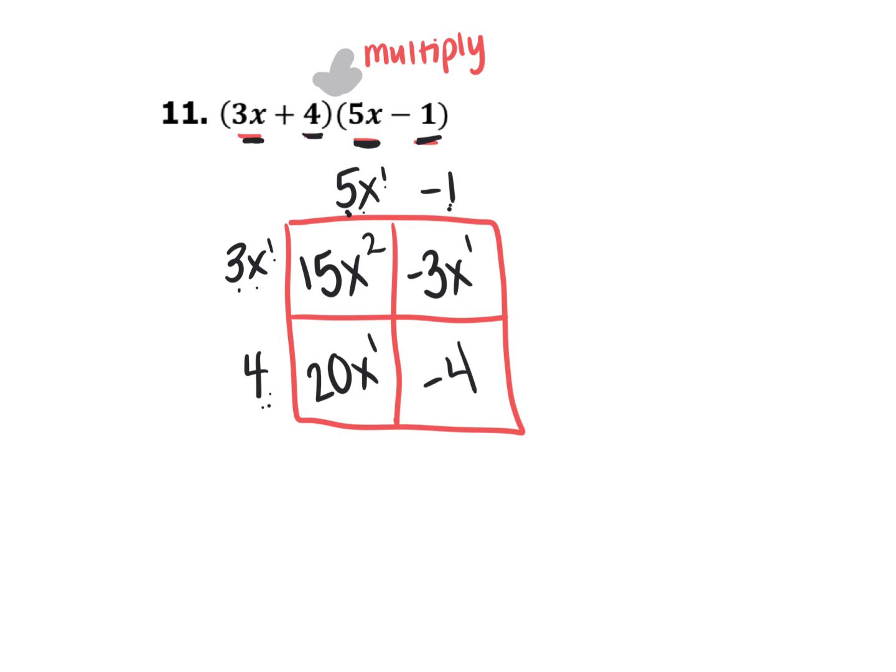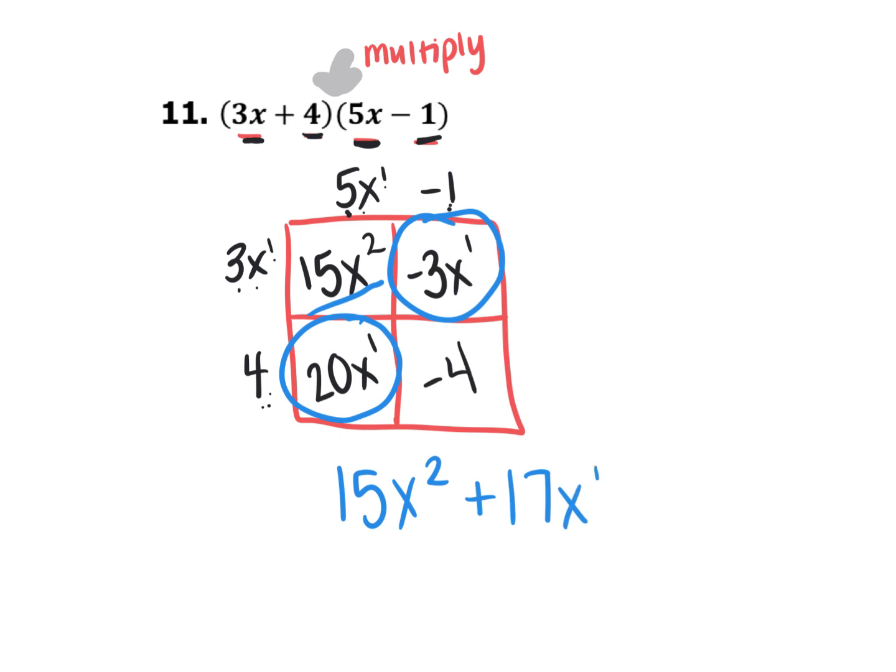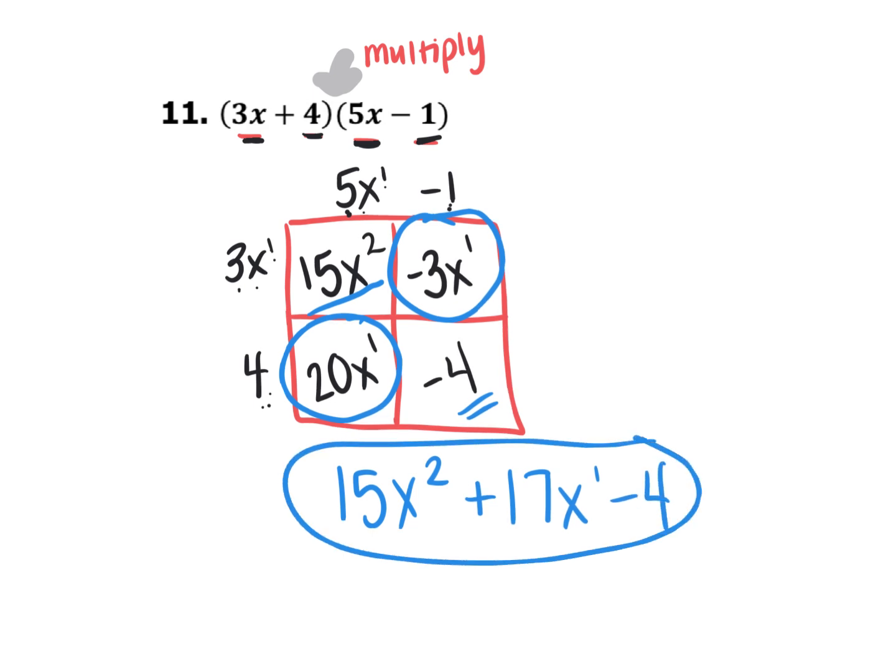So now once we have everything in the box, we're going to go to the adding part. Well, I can't add anything with this x squared, so I'm going to go ahead and bring it down. I can, however, add this 20 with the negative 3 because they both have an x on it. So 20 plus negative 3 is a positive 17, x to the first power, or just x. And then there's nothing to add with this negative 4, so I'm just going to bring it down. That's going to be my final answer.